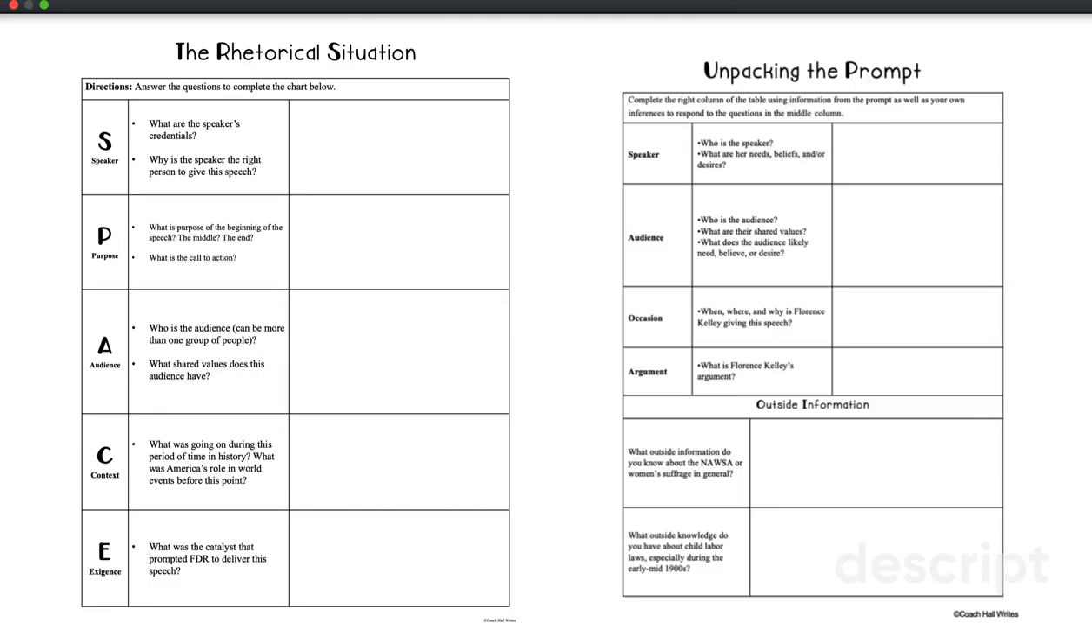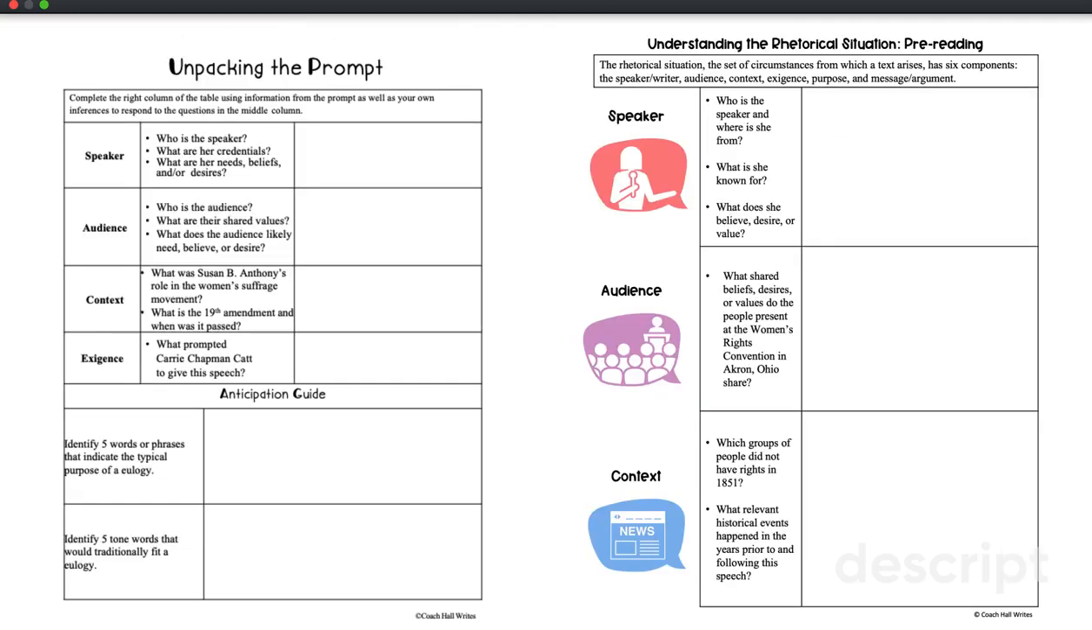Let me really quickly show you a couple other options as far as format in case you want to try something a little bit different. This one on the left is Carrie Chapman Catt's eulogy for Susan B. Anthony. We have elements of the rhetorical situation at the top with those questions again, and then an anticipation guide at the bottom. So the anticipation guide asks them to give 5 words or phrases that indicate the purpose of a eulogy, and then 5 tone words that would traditionally fit a eulogy.